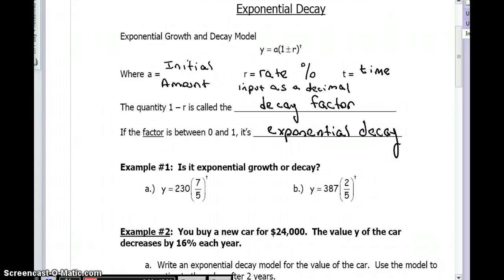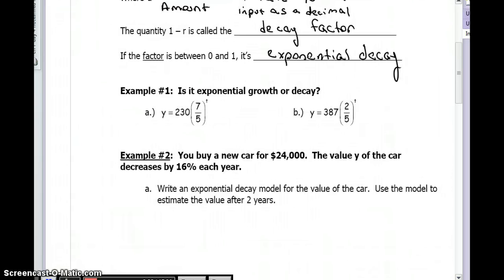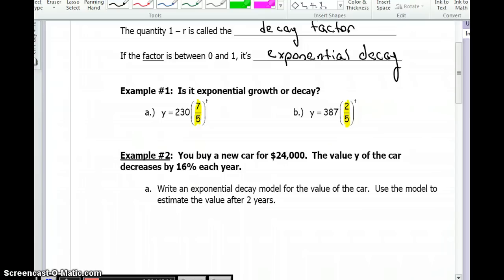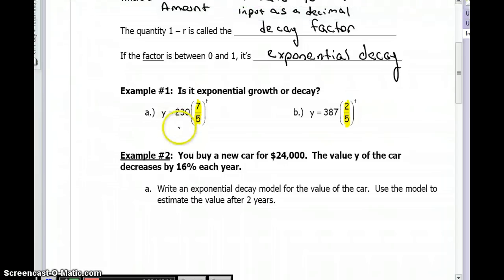All right, example 1. Is it exponential growth or decay? What we're really looking at here is this value here in this problem, and I'll highlight this one in this one. We're looking at that value there. All right, so this number in front is your A value, and so we don't want to look at that. That's our initial amount. This number here is actually the 1 minus r. So if I look at this right here, 1 minus r has already been put into a fraction for us. So we've already taken 1 minus r, and 7 over 5 is bigger than 1. And so since this, I'll put a little arrow here, is greater than 1, then this is growth.